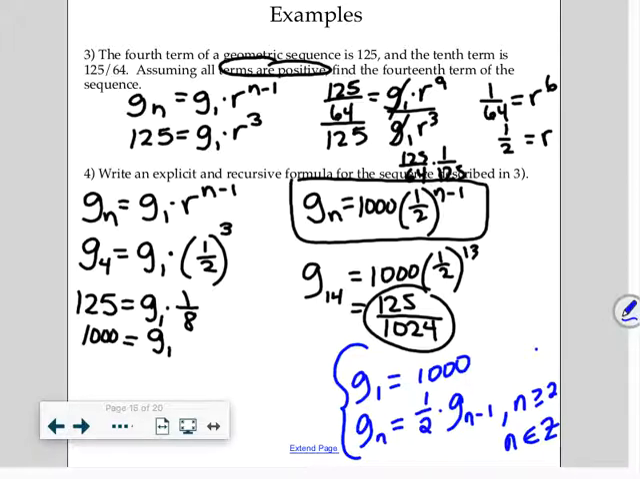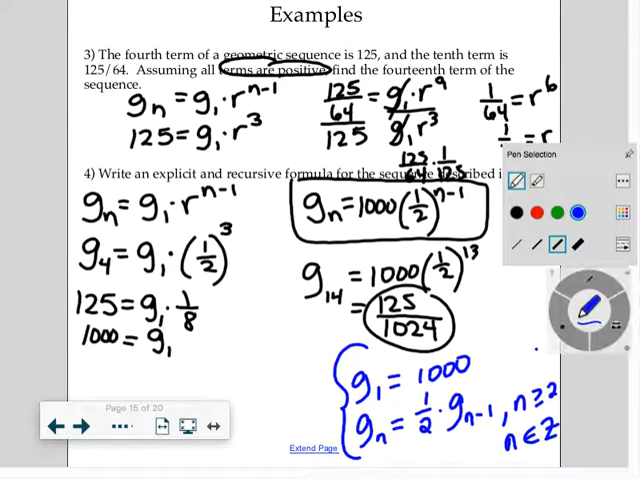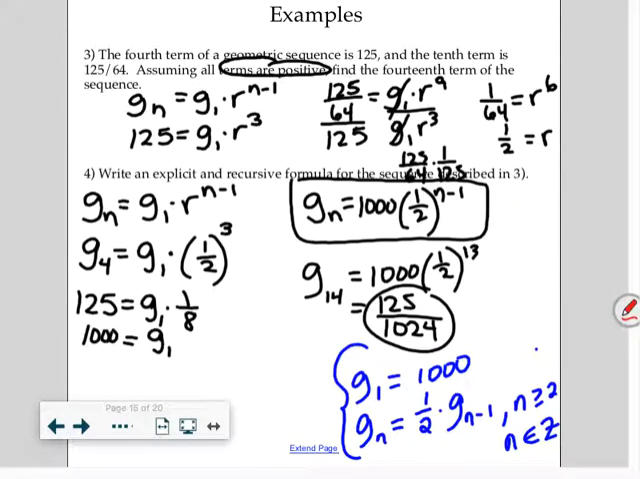Now I mentioned I was going to show you a shorter way to do this. Here's what you could think about in number 3. I would be looking at from the 4th to the 10th is 6 multipliers, right? So that's r to the 6th equals, and then you could put the 10th over the 4th. So it'll still give you the same thing, but that's way faster. But I want you to understand, why can I do that?